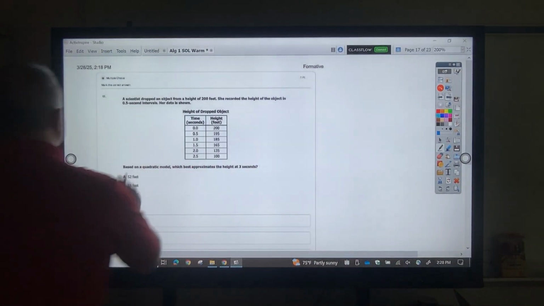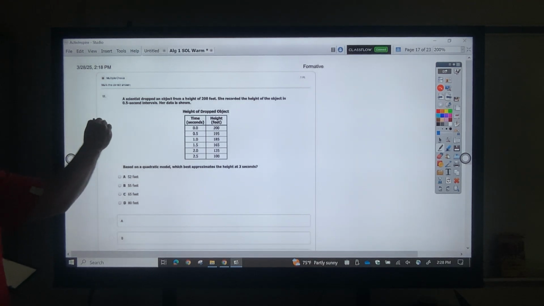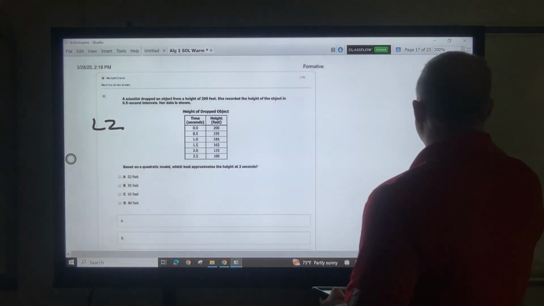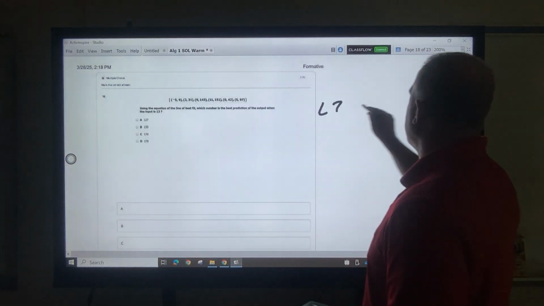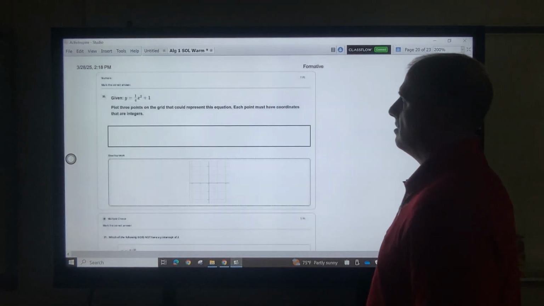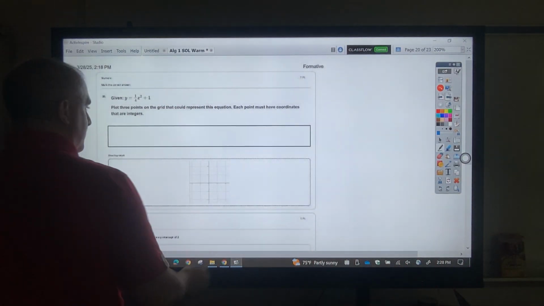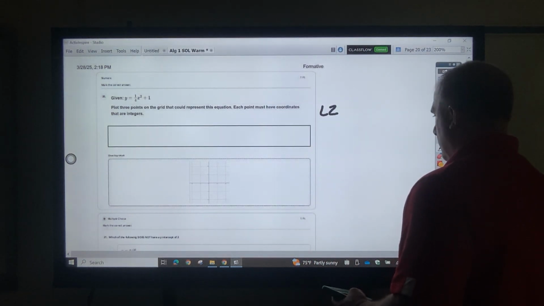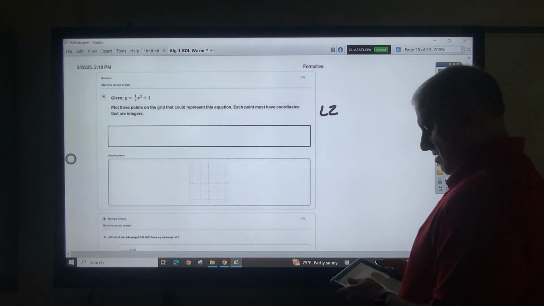All right. 17. This is a level 2. These are the line of best fit, curve of best fit questions. Same thing here. We'll get back to that one in a second. Level 2. Okay. Plotting points. This is a level 2. We'll get to that though. I think it's pretty easy.